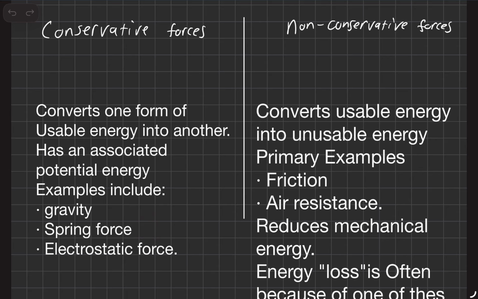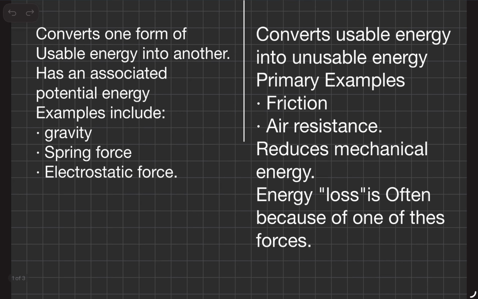Non-conservative forces, on the other hand, convert usable energy into essentially unusable energy. Primary examples, of course, being friction and air resistance. These reduce the mechanical energy available to the system. We often think of this as the system losing energy because of one of those forces.